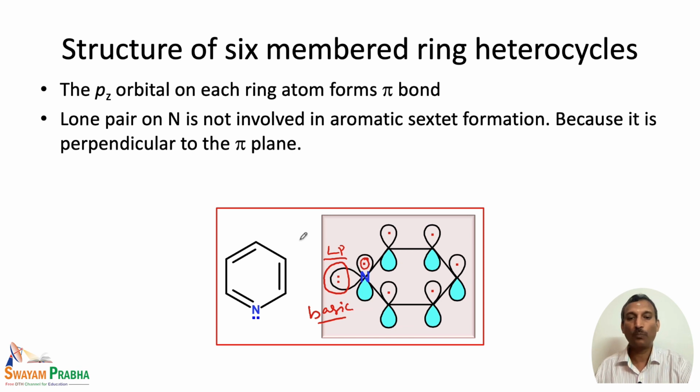In the case of pyrrole, those two electrons are involved in the 6-pi electron formation. So, pyrrole is not basic compared to pyridine, since the pyridine has this lone pair electron perpendicular to the pi electron system. So, this acts as a much better base.